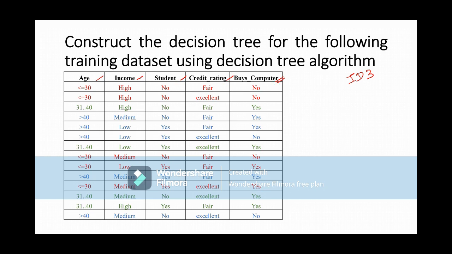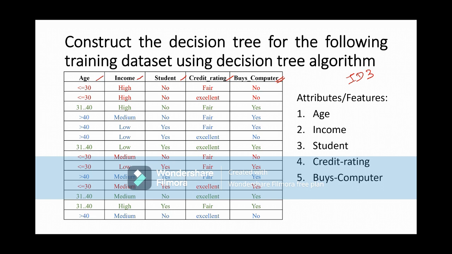The features involved in this dataset are age, income, student, credit rating, and buys computer. Buys computer is the target column. The target column consists of two classes, yes and no, and based on these attributes we are going to find whether a row belongs to class yes or class no.